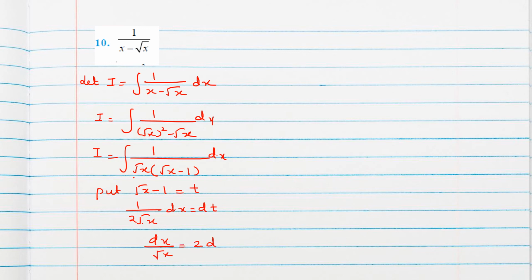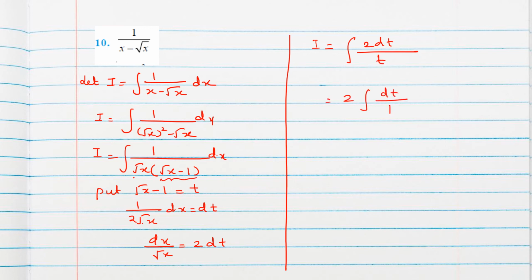So now our integral becomes, for dx by root x we will write 2 dt, and divide by this bracket which is t now. So 2 dt by t. So integration of 1 by t is log t plus c. So log t is what? Root x minus 1, plus c.